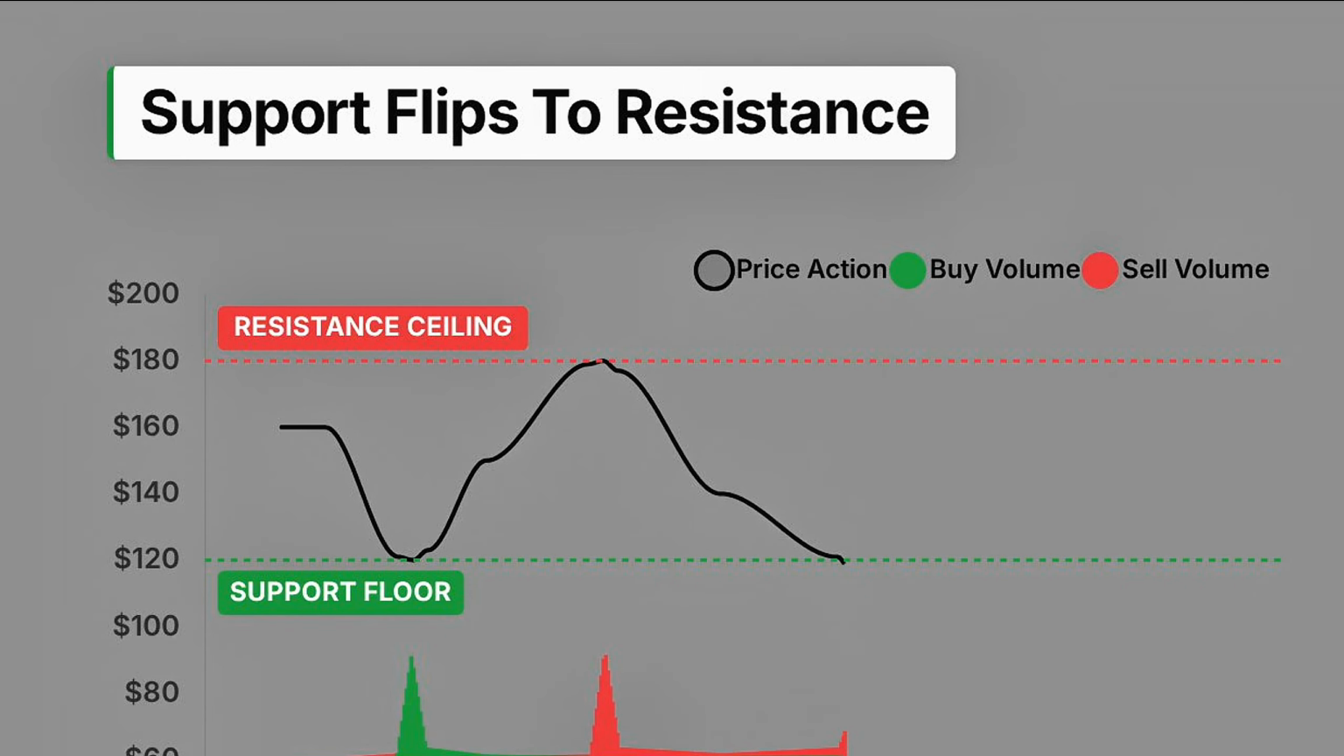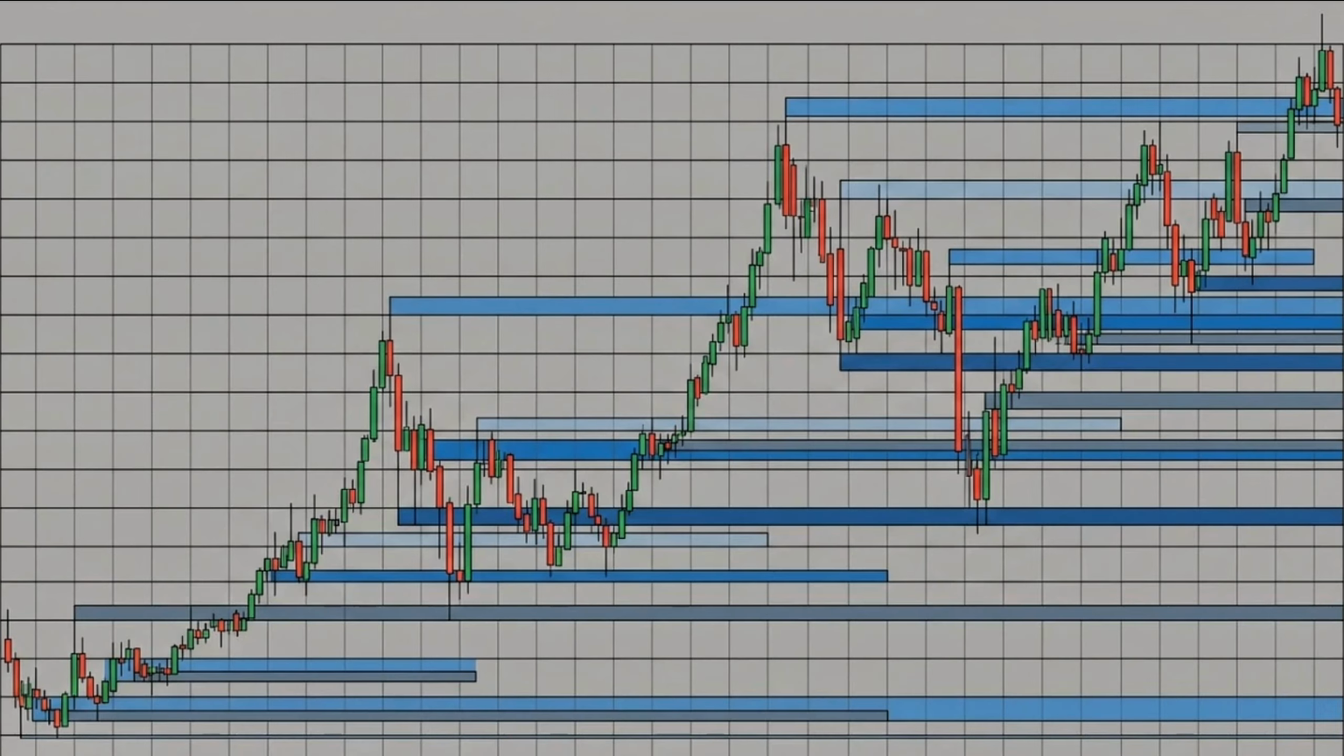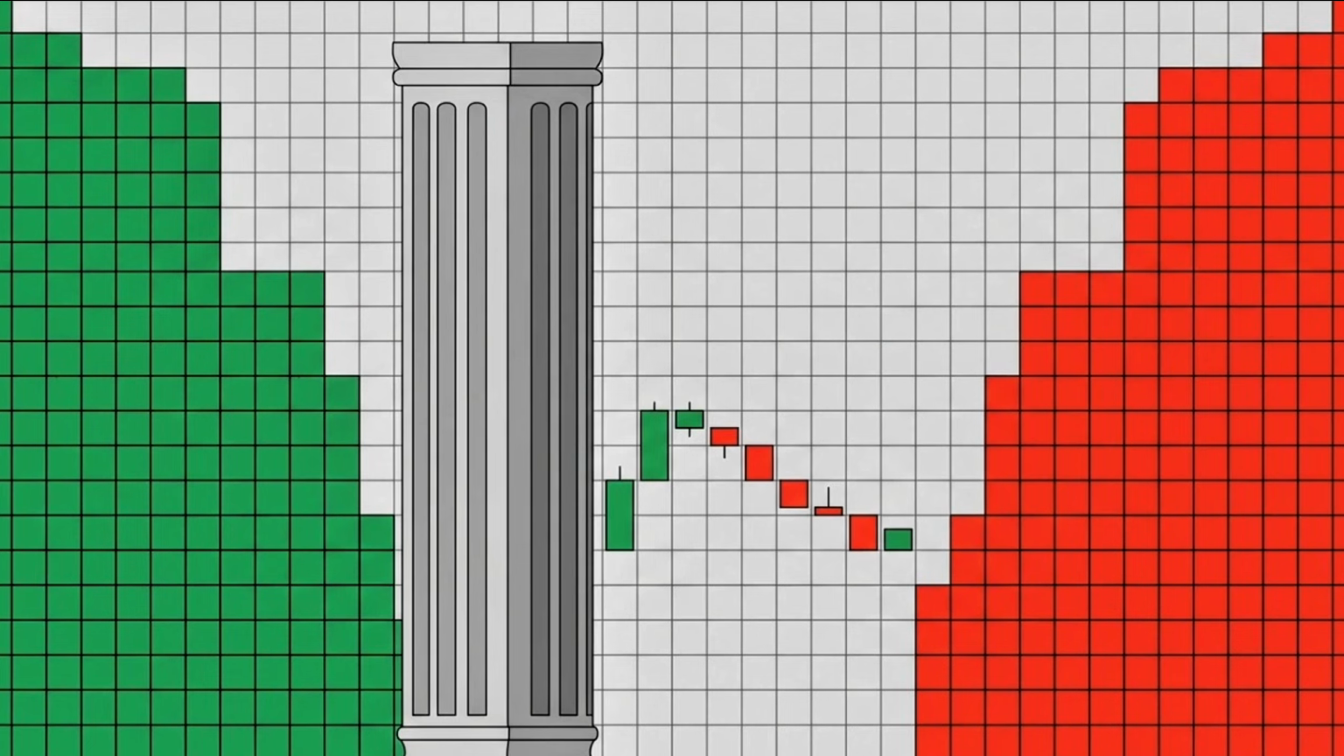These levels frequently switch roles. When the price shatters a support floor, it often becomes a resistance ceiling. Traders who bought at the floor sell when the price returns just to break even, creating new selling pressure. These trends and zones represent the aggregate behavior of millions of participants. They provide a structural map of where orders are likely to cluster.